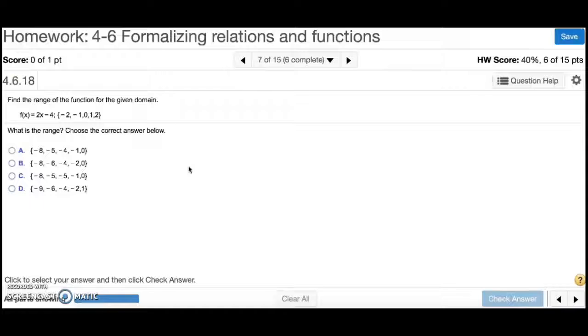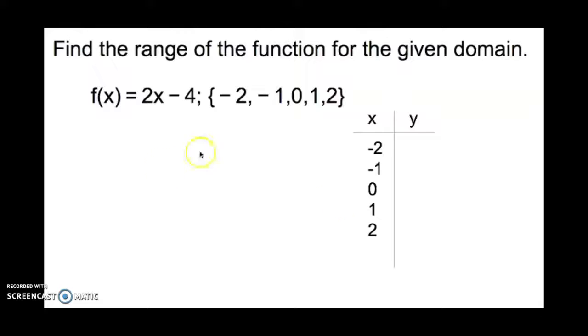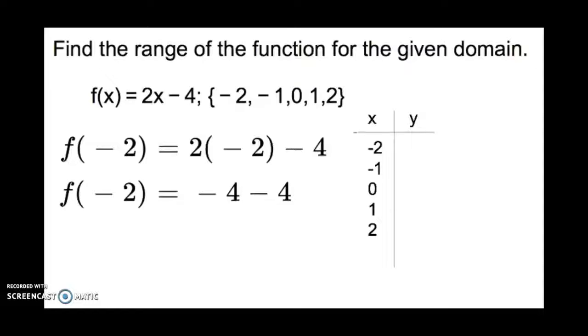Number 7. Find the range of the function for the given domain. Remember, domain are the x values. So take each of them and substitute them in for x to get our range. Here's my t-chart. Substituting in negative 2 in for x gives me 2 times negative 2, which is negative 4, minus 4, which is negative 8. Doing that same process for the rest of them give me negative 6, negative 4, negative 2, and 0.